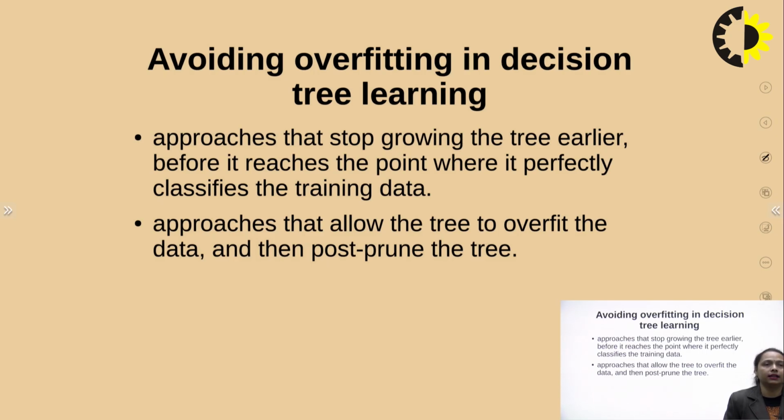So, what can be done for avoiding overfitting for decision trees? One approach is to stop growing the tree earlier, that is, do not grow your tree too fast before it reaches the point where it perfectly classifies the training data. There must always be future scope for your decision tree. Another approach allows the tree to overfit the data and then post-prune the tree.